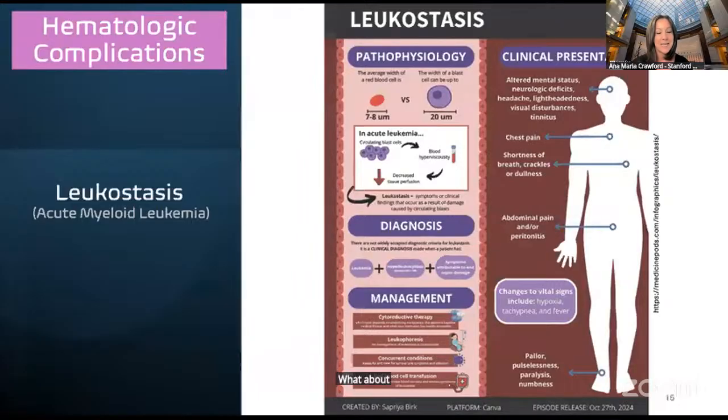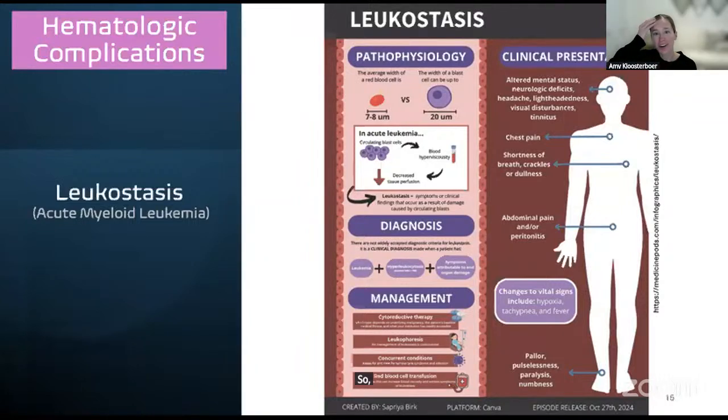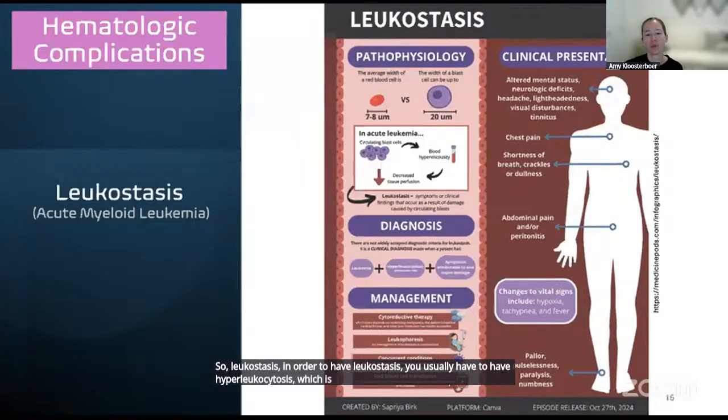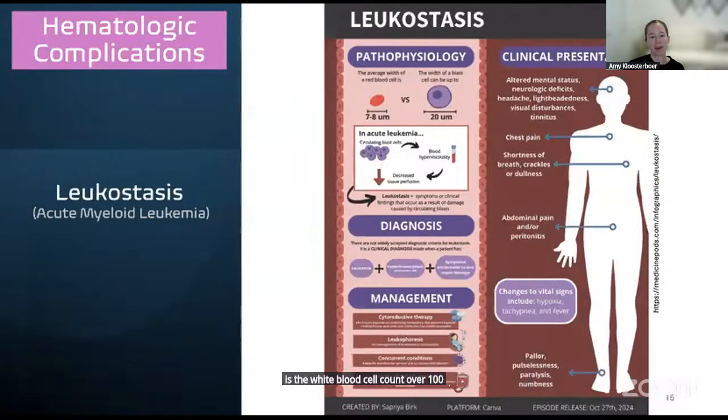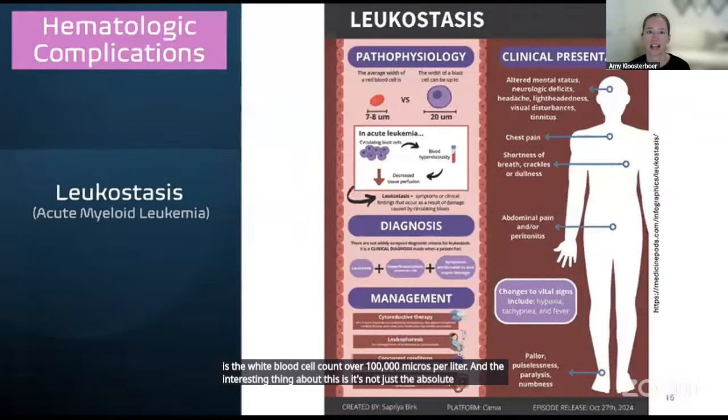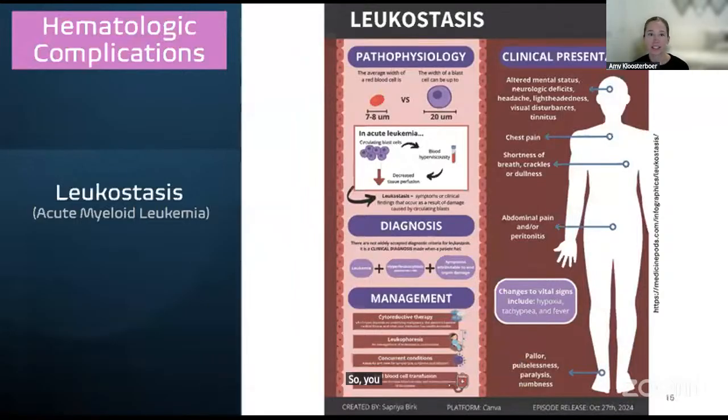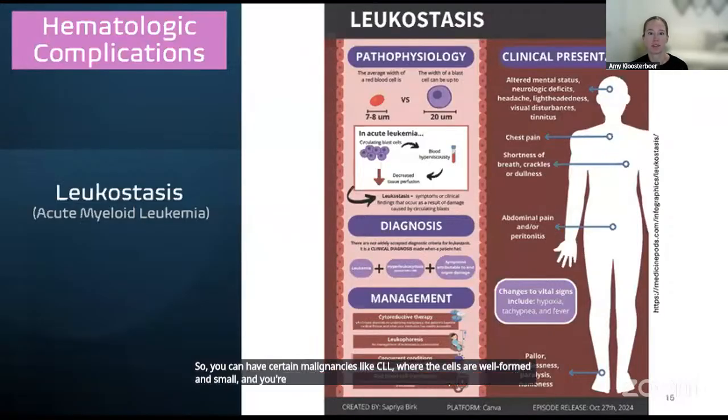What about leukostasis? What's the difference between hyperviscosity and leukostasis, Dr. Amy? So in order to have leukostasis, you usually have to have hyperleukocytosis, which is just an elevated white blood cell count. We usually say hyperleukocytosis is a white blood cell count over 100,000 per microliter. And the interesting thing is it's not just the absolute number of the cells, it's also the type of the cell that you have. So you can have certain malignancies like CLL, where the cells are well formed and small, and you're not going to get the symptoms of leukostasis.